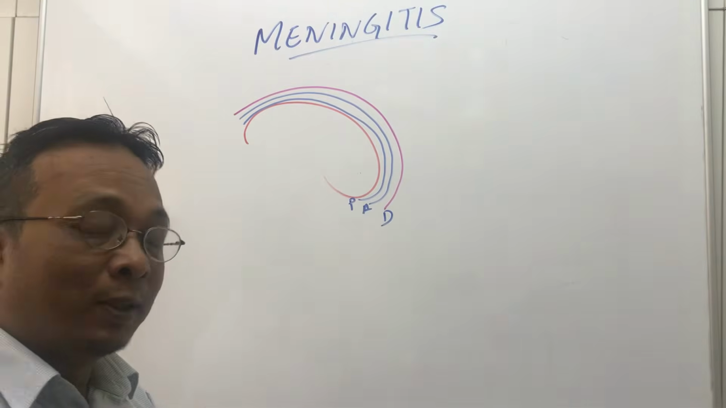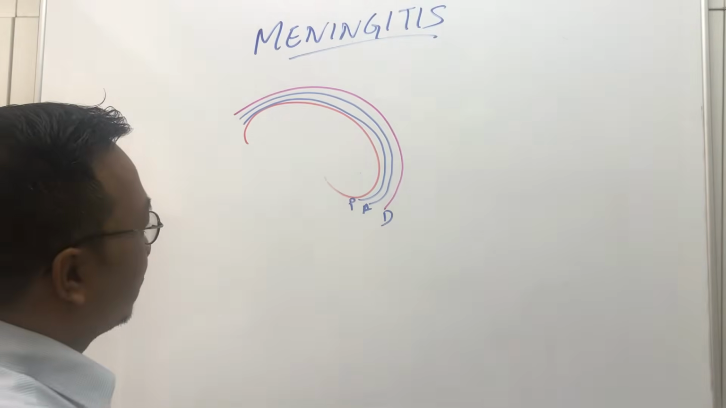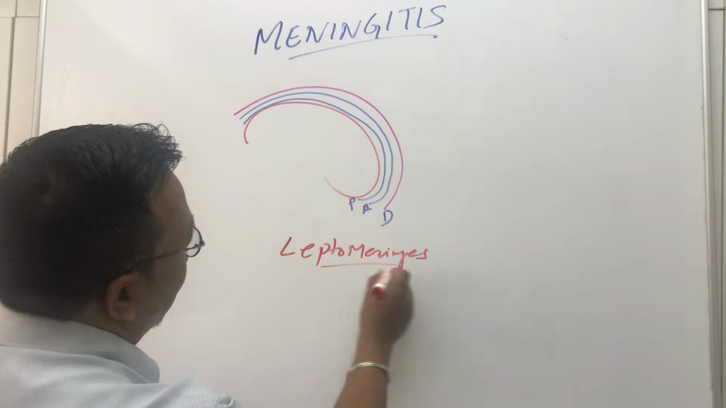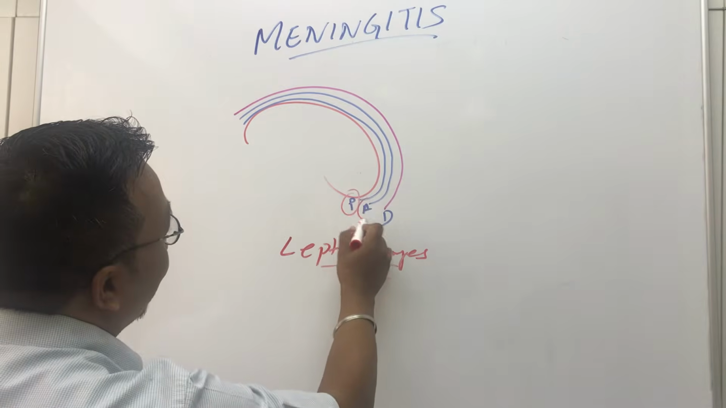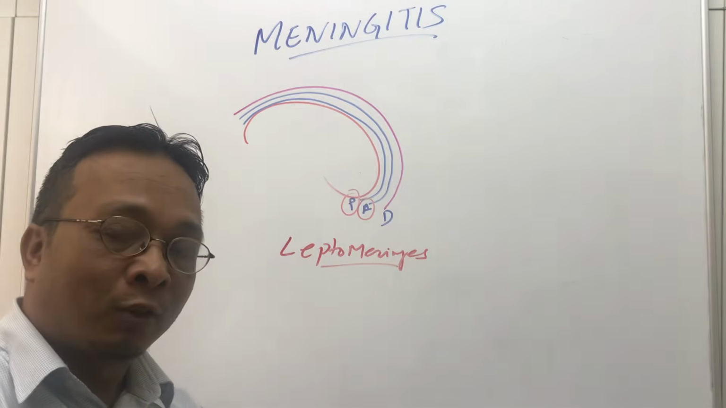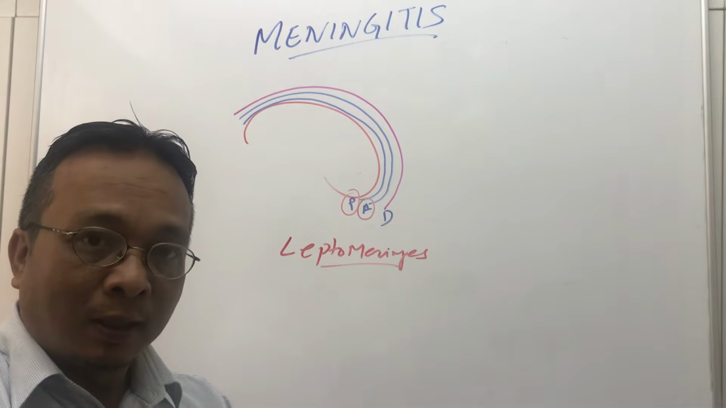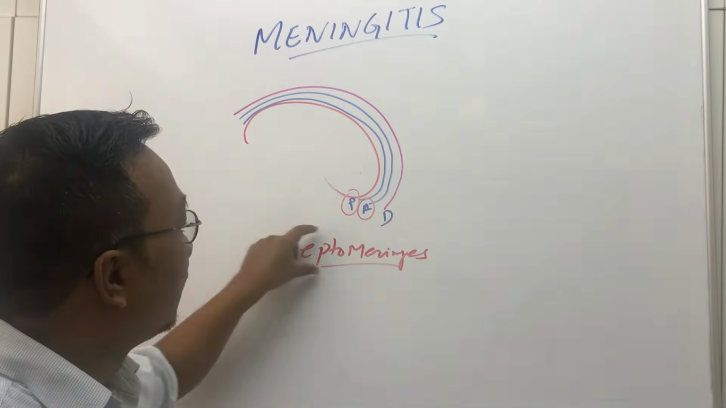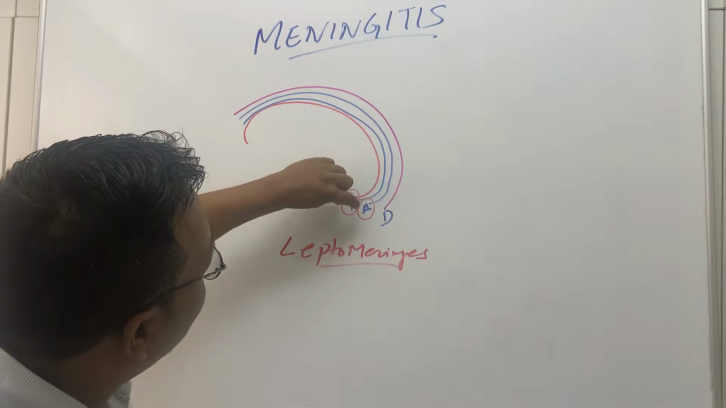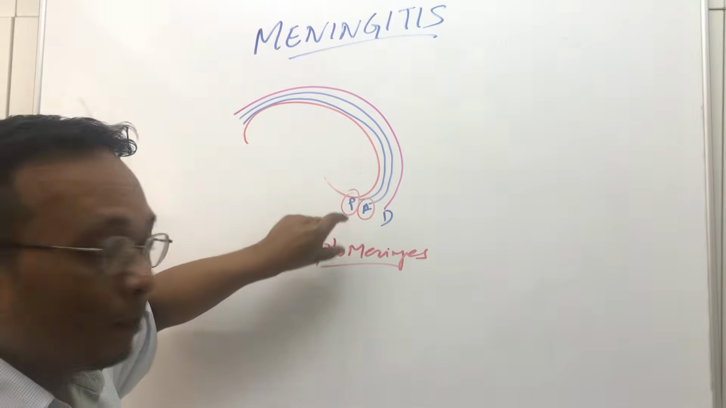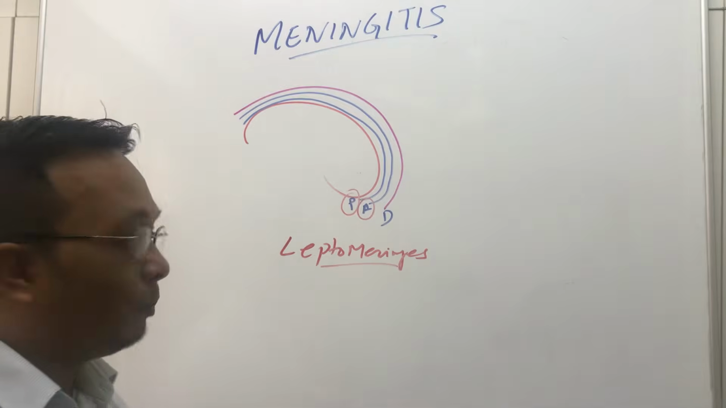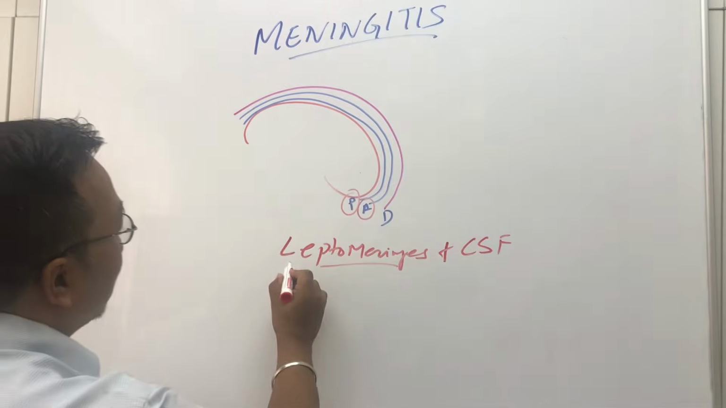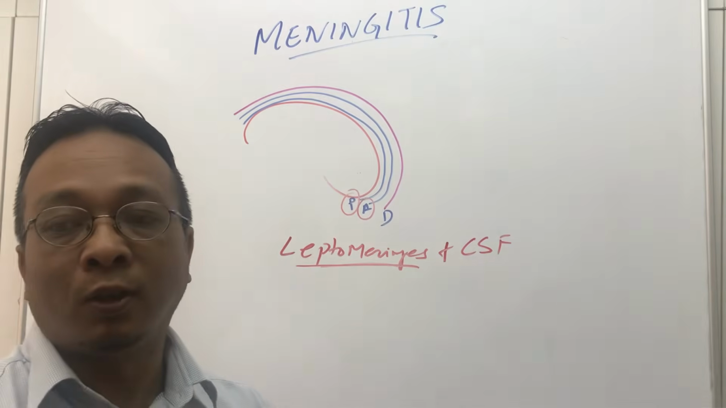So when there is inflammation of the meninges, we are talking about the leptomeninges. Leptomeninges means the pia mater and arachnoid mater. They are closely attached to each other, like a cobweb, so they are also called pia arachnoid, or leptomeninges. When there is inflammation of this leptomeningeal layer plus the subarachnoid space fluid, meaning the CSF, then we call it meningitis.